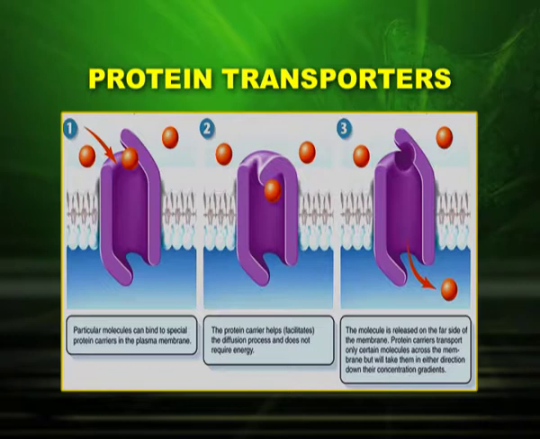where the particular molecules bind to the specific protein carrier in the plasma membrane, and then in the next you can see the process in which the molecules are helped by carrier proteins present in the plasma membrane, and then in the third process, the molecules are taken inside the cell. So, the protein carriers transport only certain molecules across the membrane, but will take them in either direction down the concentration gradient. Now, let us talk about porins.